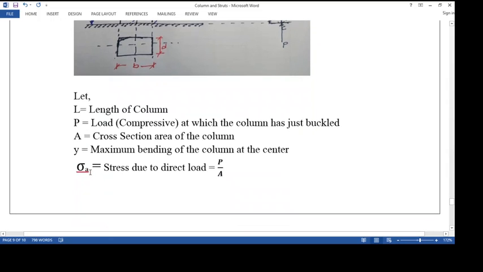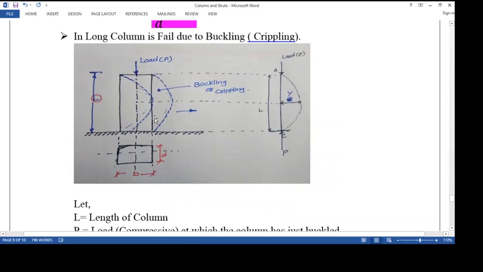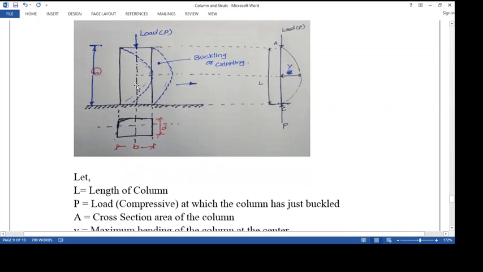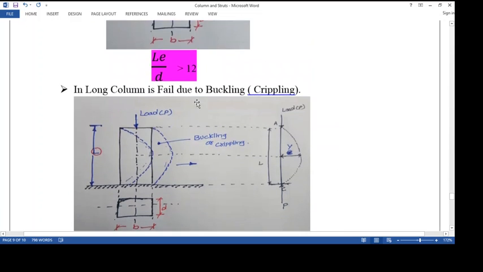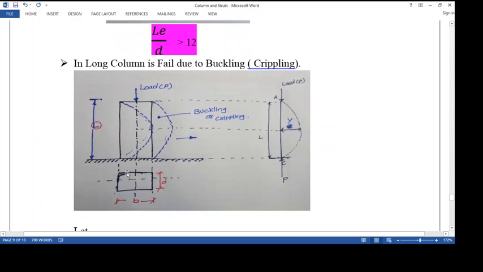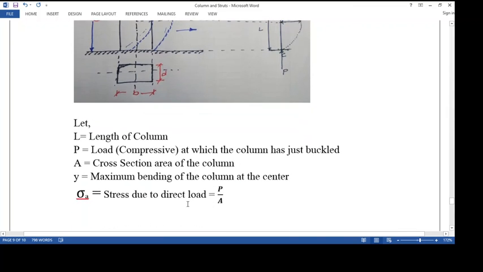Now, what is sigma A? It is the stress due to direct load. No buckling, only direct load. How much stress is coming? Sigma A is equal to load divided by area. So that load divided by the cross-sectional area gives you the stress due to direct load.